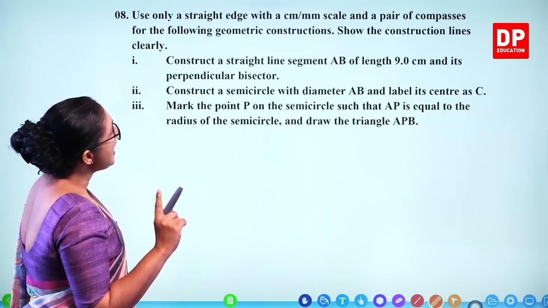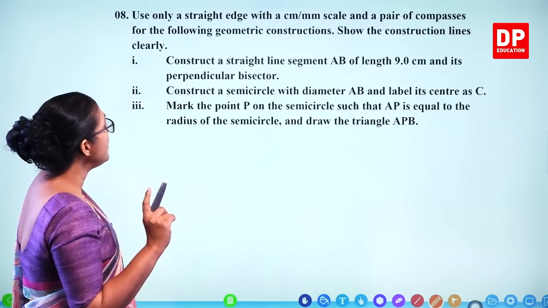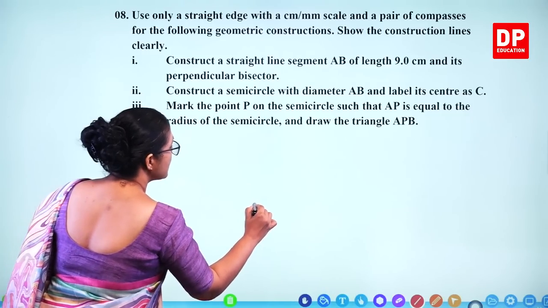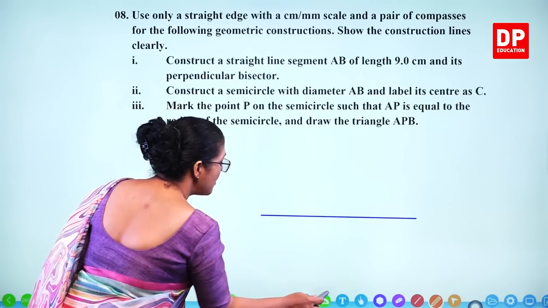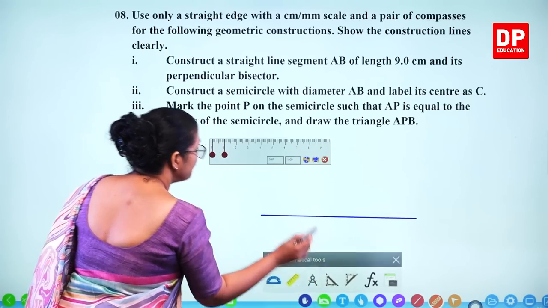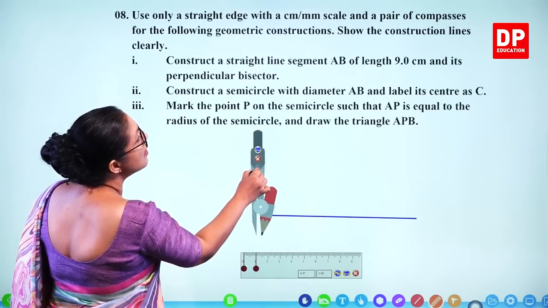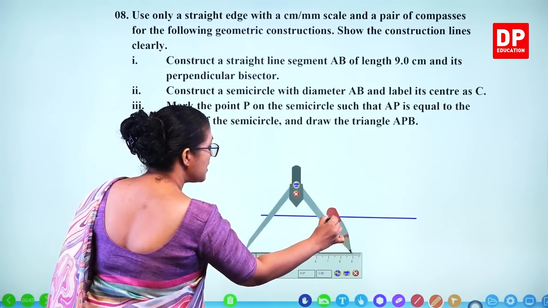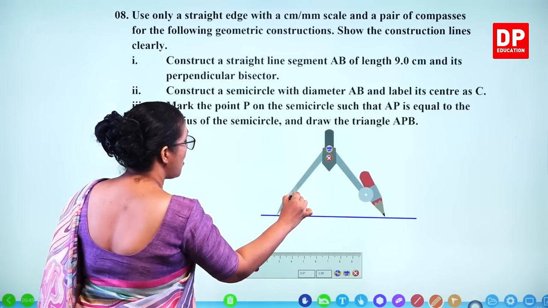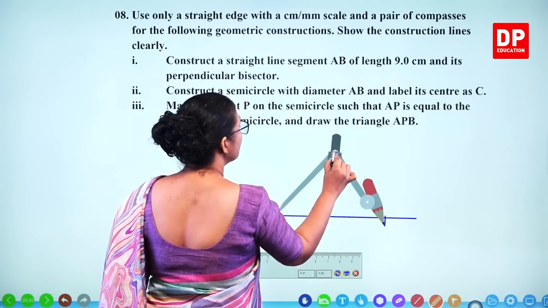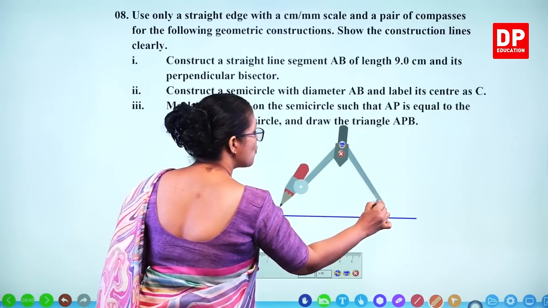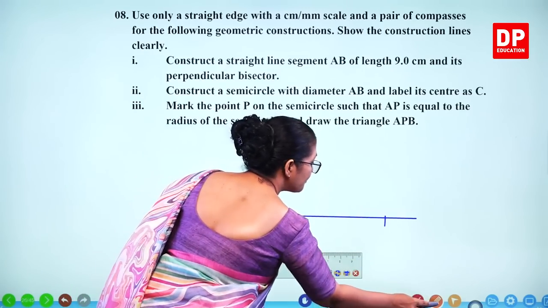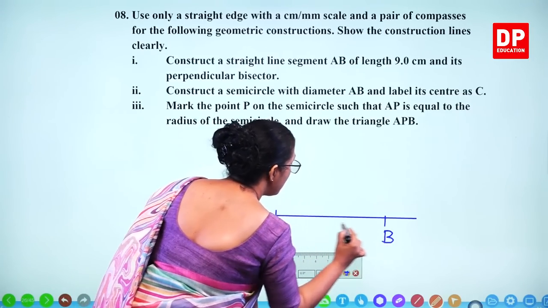Construct a straight line segment AB of length 9 centimeters and its perpendicular bisector. So let's do that. First, you need to draw a line segment. Now take the compass and the ruler. You need to measure 9 centimeters. So take the ruler. Measure 9 centimeters and you can mark the points. 2 points. That's AB, 9 centimeters.